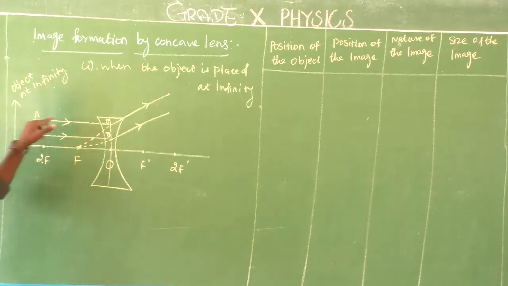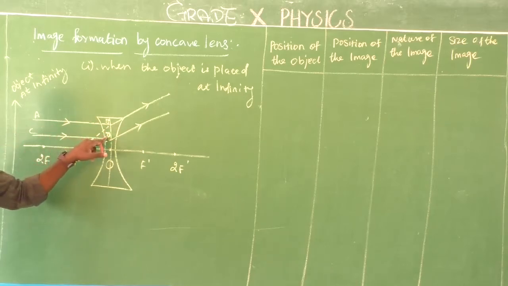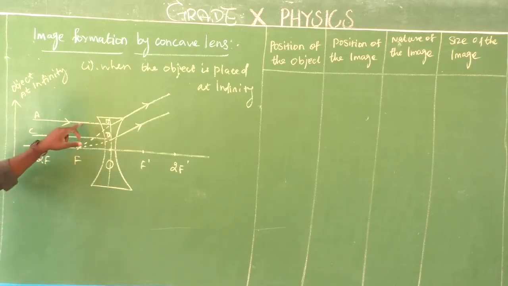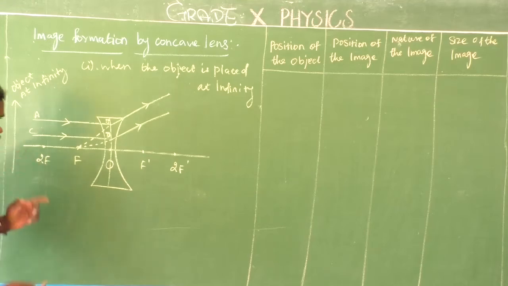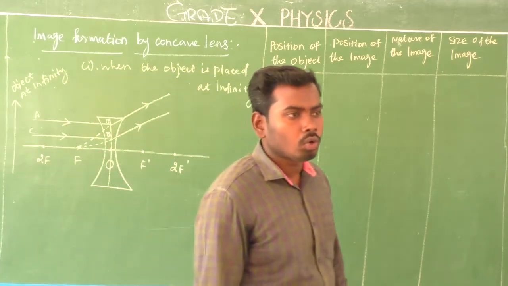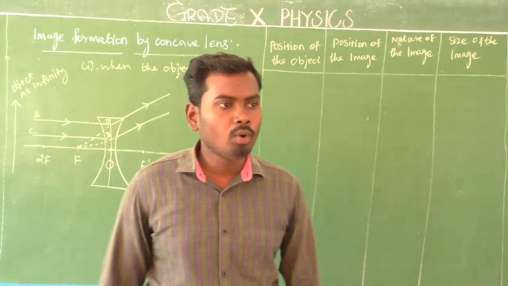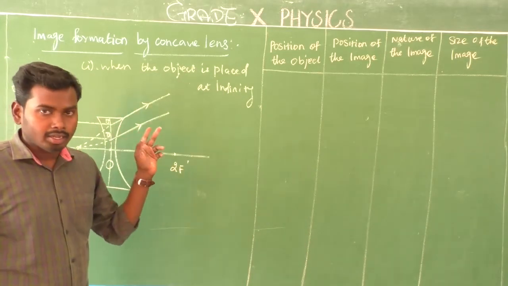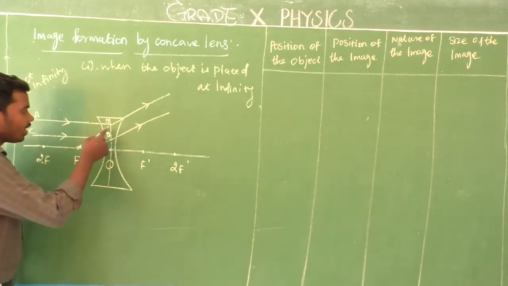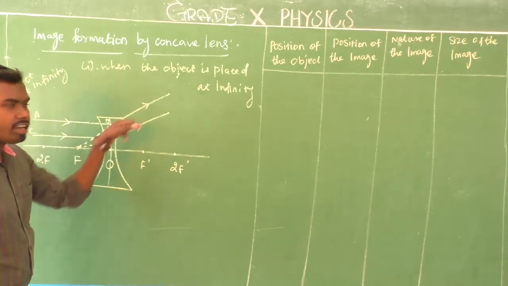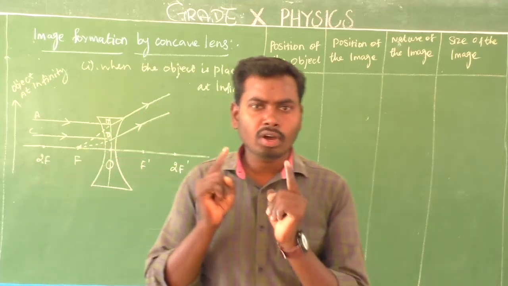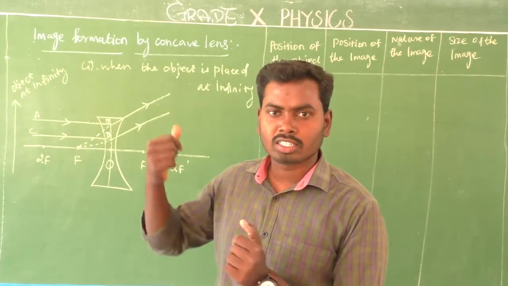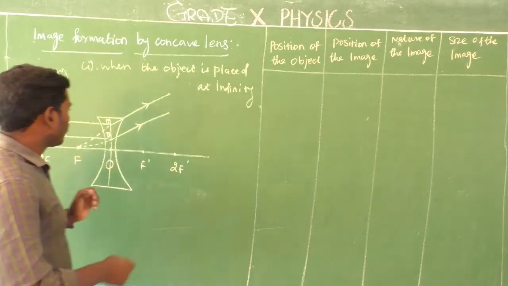Look here. AB and CD are both incident rays, coming from an object placed at infinity. The two rays are parallel to the principal axis as well as parallel to each other. So what is the first rule for obtaining images formed by a concave lens? A ray of light which is parallel to the principal axis of a concave lens appears to come from its focus after refraction through it. Here we can use the first rule of image formation by a concave lens.